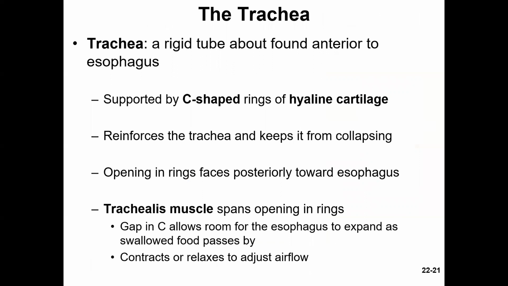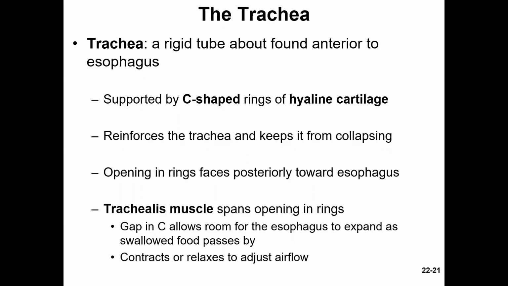All right, let's talk about the trachea. It's a rigid tube found anterior to the esophagus. It's supported by C-shaped rings of hyaline cartilage. It reinforces the trachea and keeps it from collapsing. Its opening in the rings faces posteriorly towards the esophagus. The trachealis muscle spans the opening in the rings, and the gap in it allows room for the esophagus to expand as swallowed food passes by.